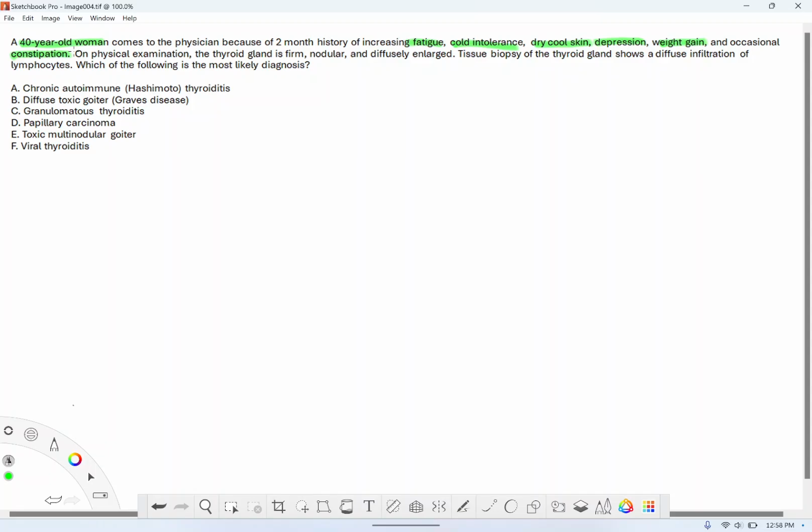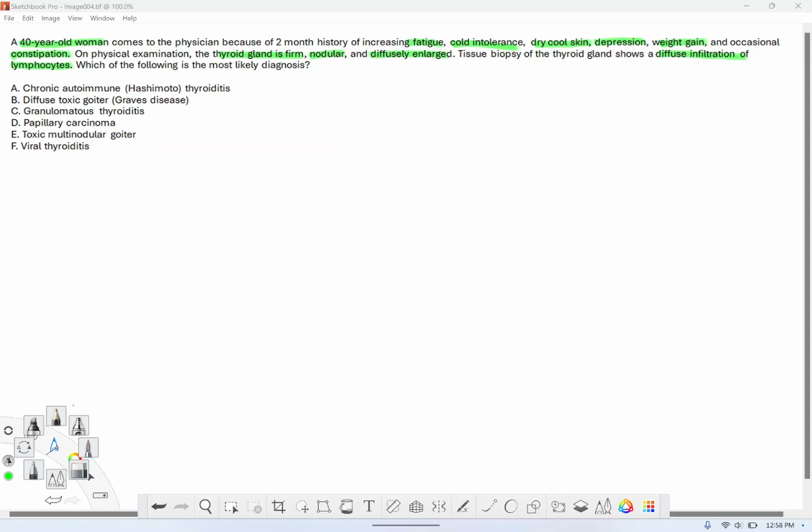If it's a 40-year-old female with hypothyroidism, I'm going to think of autoimmune hypothyroidism, or Hashimoto, which is the number one cause of hypothyroidism. But anyhow, you have to know the thyroid function. On physical examination, the thyroid gland is firm, nodular, and diffusely enlarged. Tissue biopsy shows diffuse infiltration of lymphocytes. Which of the following is the most likely diagnosis?